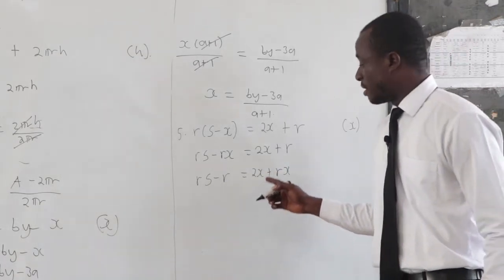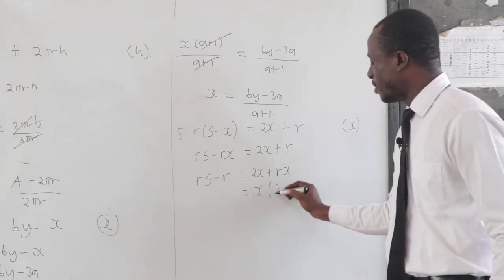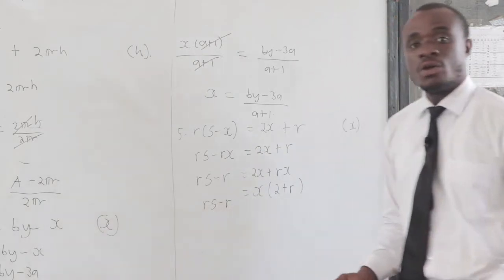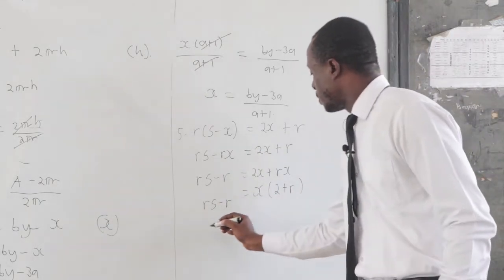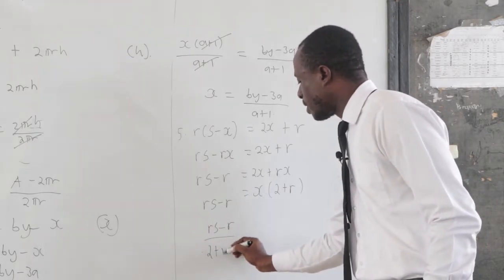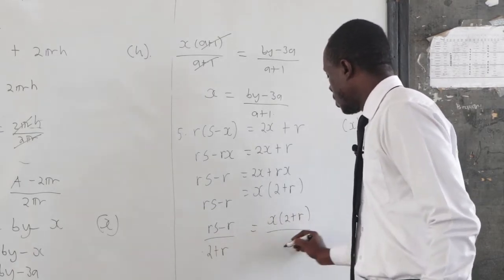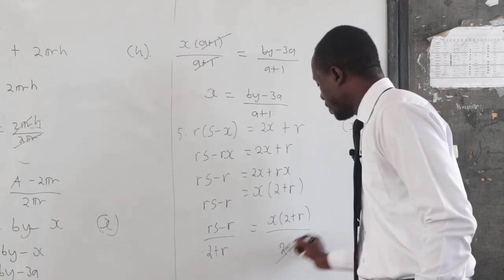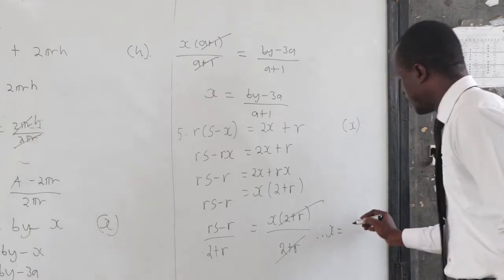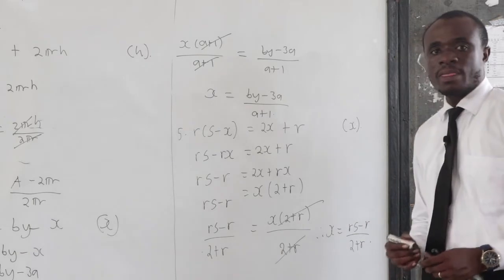We want to make x the subject. x is a common factor. So we factorize x out. We have x(2 plus r), and this is rs minus r. We want to make x the subject. We divide by what is multiplying, which is 2 plus r. So (rs minus r) all over 2 plus r equal to x times (2 plus r) all over 2 plus r. 2 plus r is cancelling out 2 plus r. So we have our x to be equal to (rs minus r) all over 2 plus r.